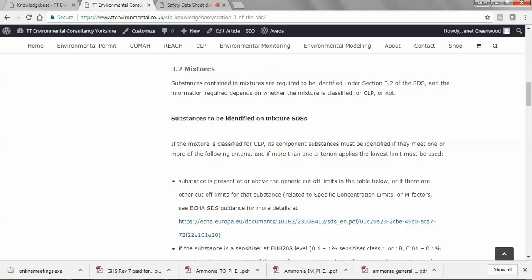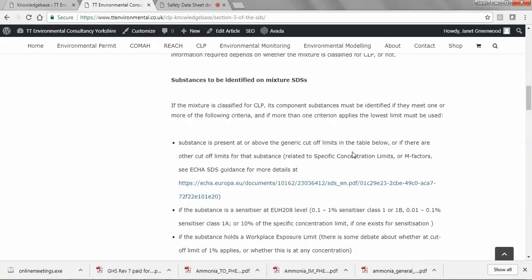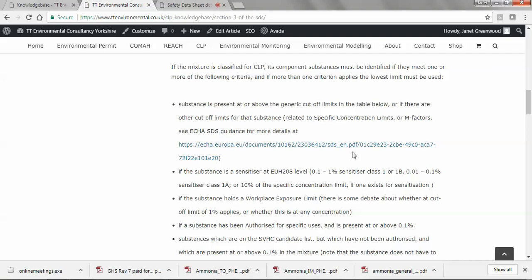And mixtures. Now, mixtures, as we know, are a bit of a pain. The substances to be identified on mixture SDSs have to meet particular criteria. They either have to be present at or above the generic cutoff limits in a table given below, or other cutoff limits for that substance if you've got specific concentration limits or M factors, and there's particular guidance documented by ECHA on that. If the substance is a sensitizer at EUH208 level, and we're talking about 10% of the EUH208 level, you identify it on the safety data sheet.